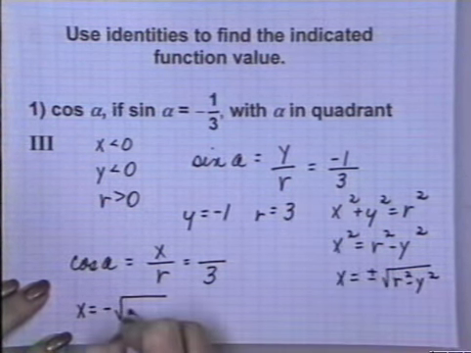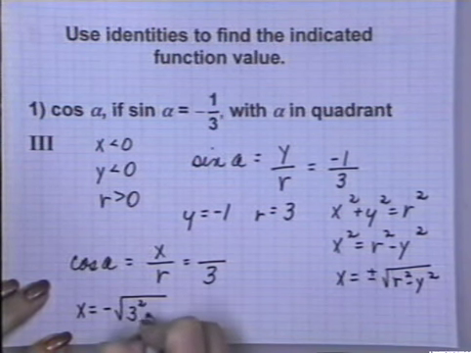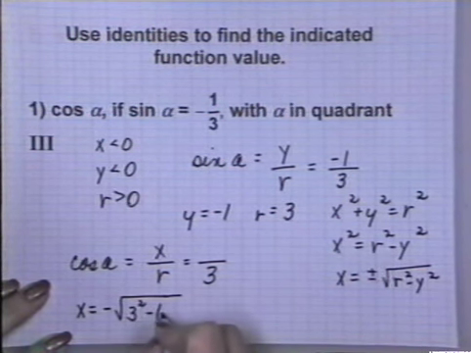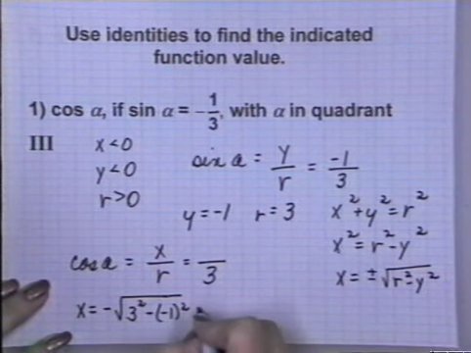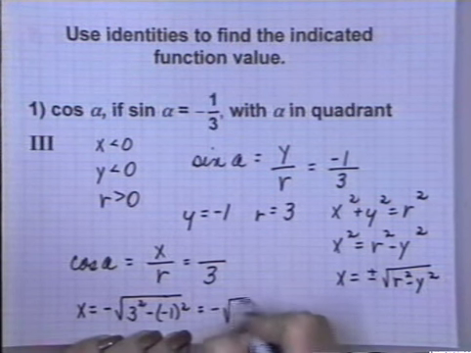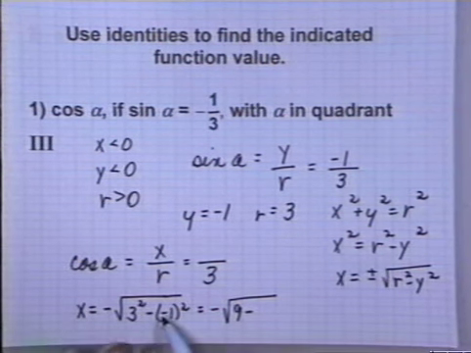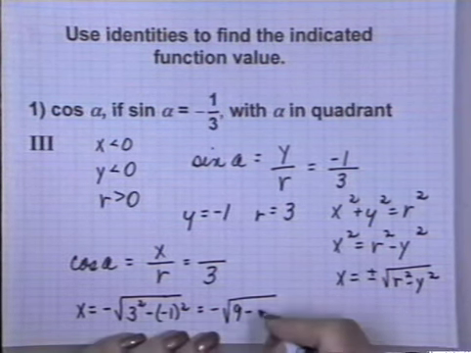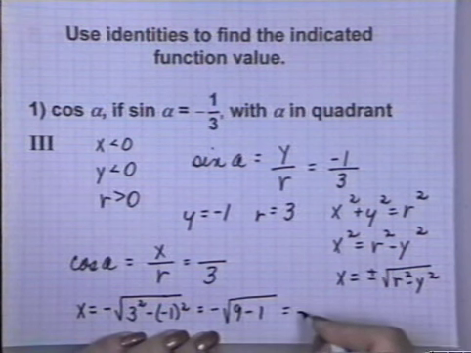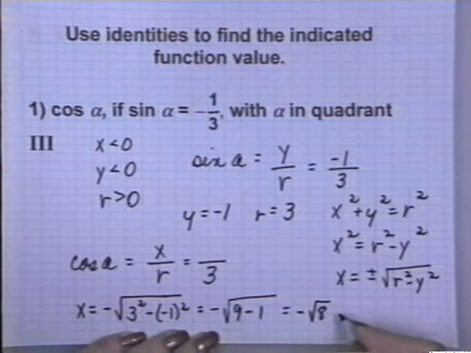My r is 3, so that would be 3 squared. Subtract my y is negative 1. So I'll have minus the square root of 3 squared, which is 9. Subtract negative 1 squared, which is 1. So I have minus the square root of 8.